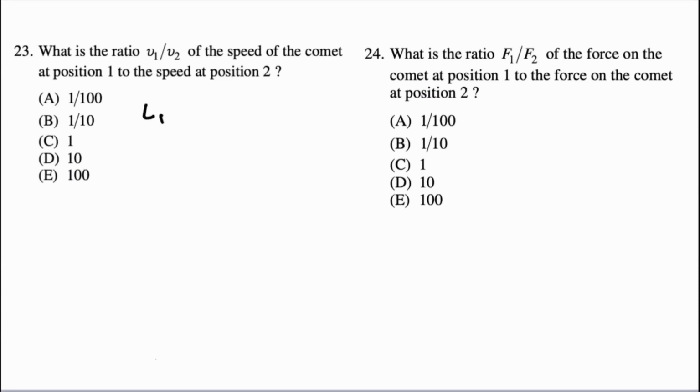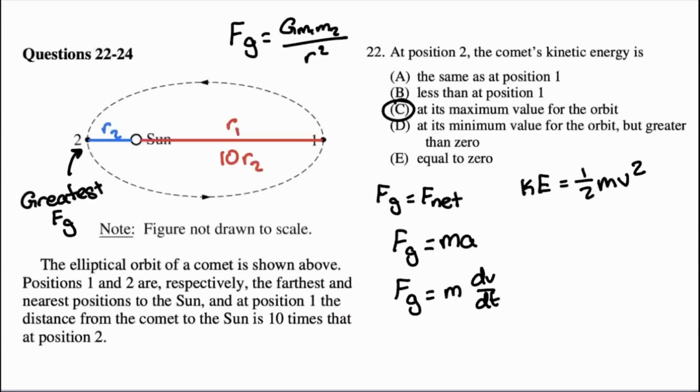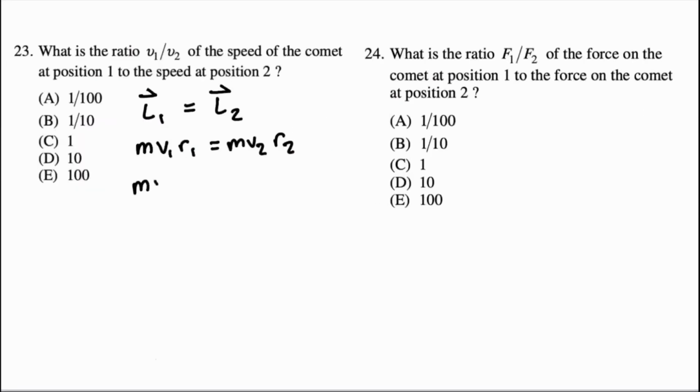So we can say that the angular momentum at position 1 is going to be equal to the angular momentum at position 2. And just writing out the definition of angular momentum, we're going to have m v1 r1 is equal to m v2 r2. I'm actually going to rewrite r1 as 10 r2 as established in the diagram. We're going to have m v1 10 r2 is equal to m v2 r2. So the m's are going to cancel out, not the v, and the r2s are going to cancel out.